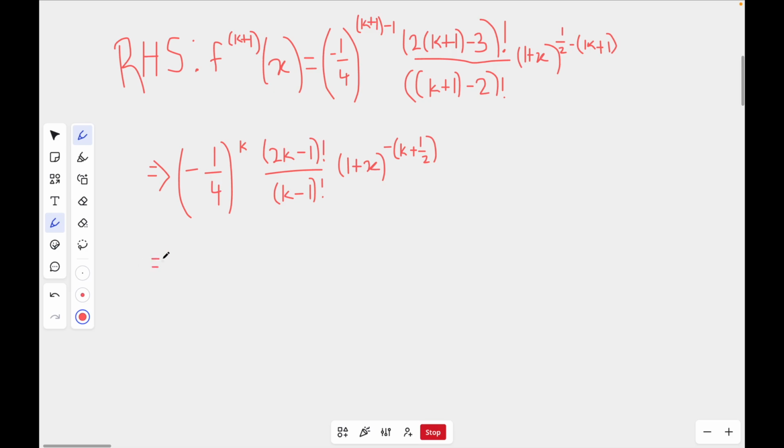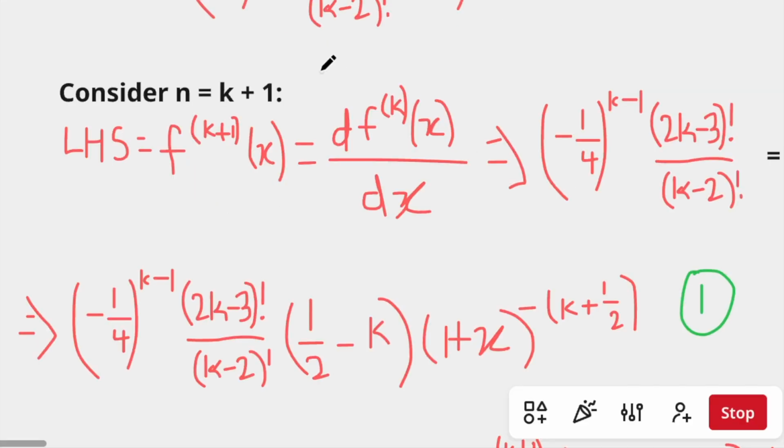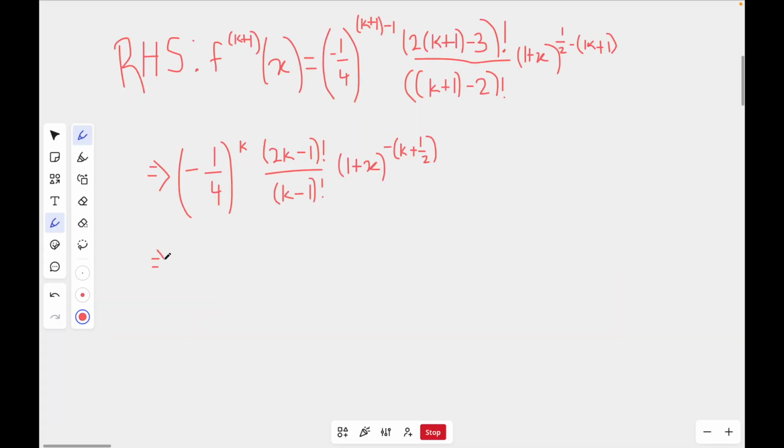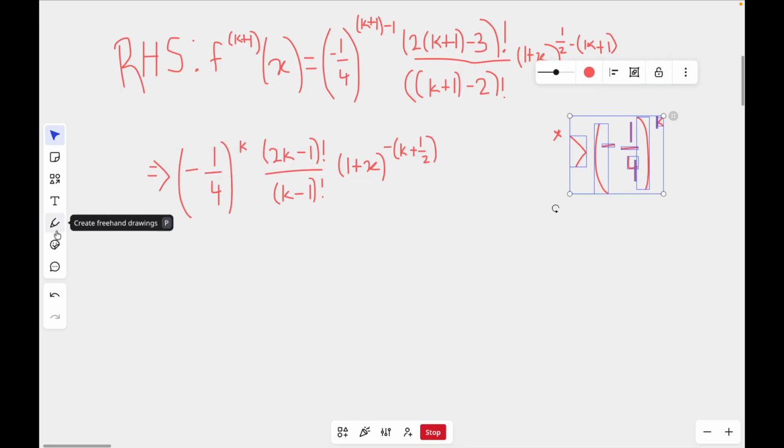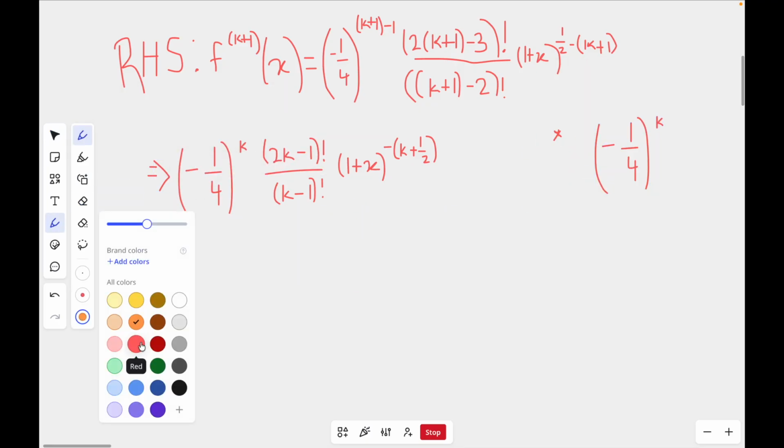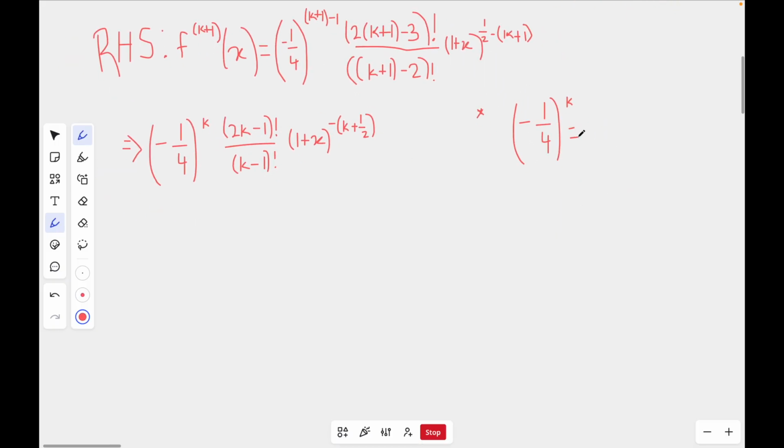Well, one interesting observation to note is that the left-hand side of the formula has negative 1 over 4 raised to the power of k minus 1, whereas here on the right-hand side, we have it raised to the power of k. So what we can do is rewrite negative 1 over 4 to the power of k as negative 1 over 4 to the power of k minus 1 times negative 1 over 4, as this equals negative 1 over 4 to the power of k. At the same time, we can begin expanding the factorial to see if we can cancel out any like terms in the numerator and denominator.